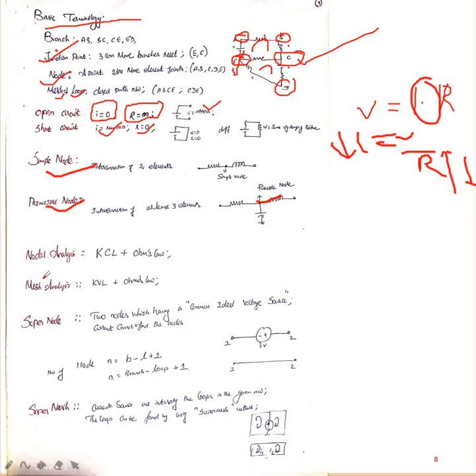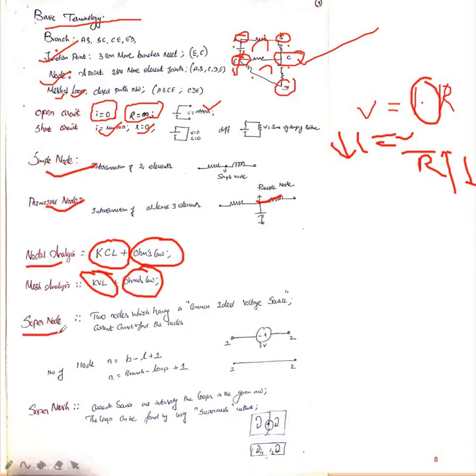There are 4 important analyses in this unit: node analysis, mesh analysis, super node and super mesh. Node analysis is Kirchhoff's current law plus Ohm's law. What is mesh analysis? They will ask you. It is Kirchhoff's voltage law plus Ohm's law. Always keep this in your mind: current law plus Ohm's law, voltage law plus Ohm's law. Very simple to remember.